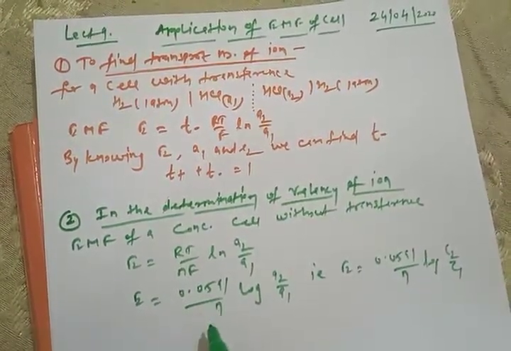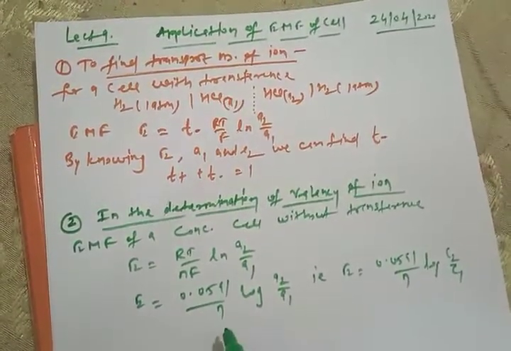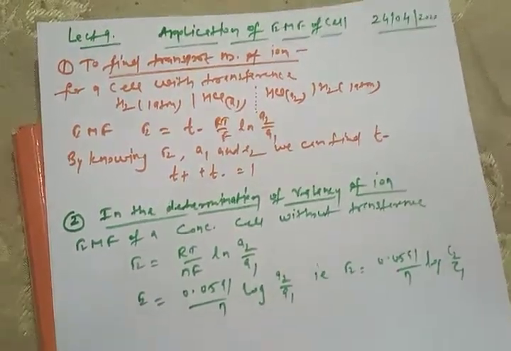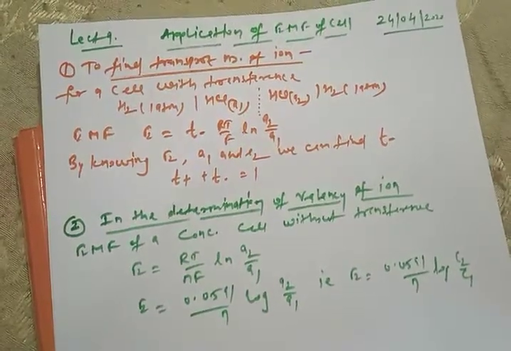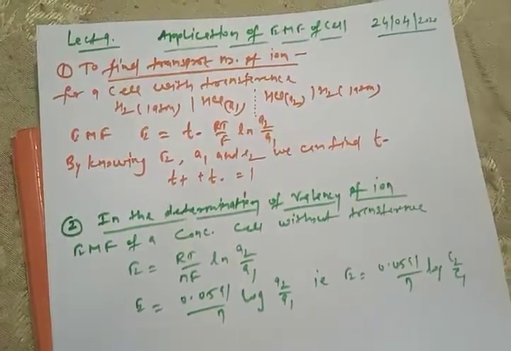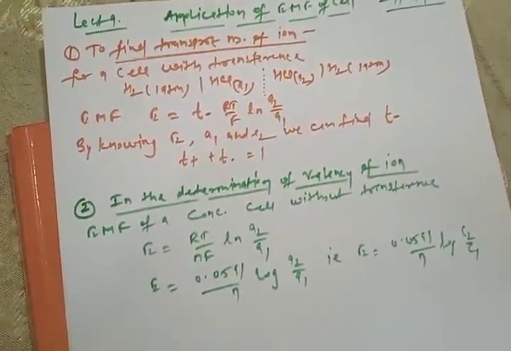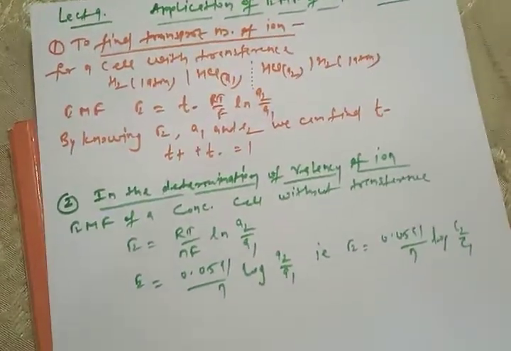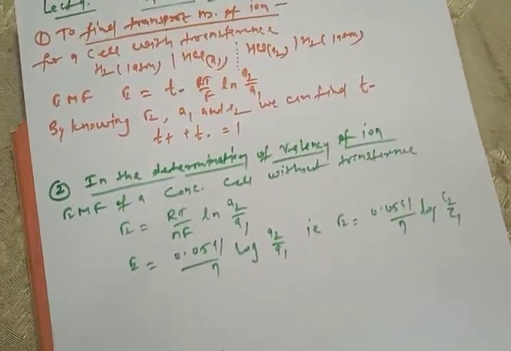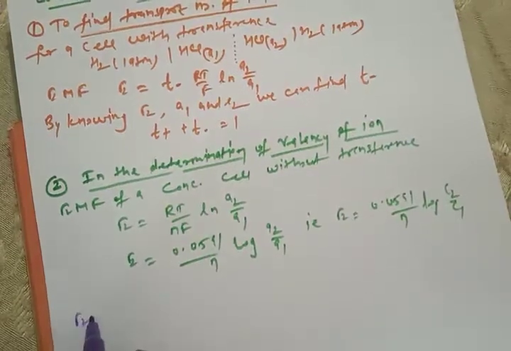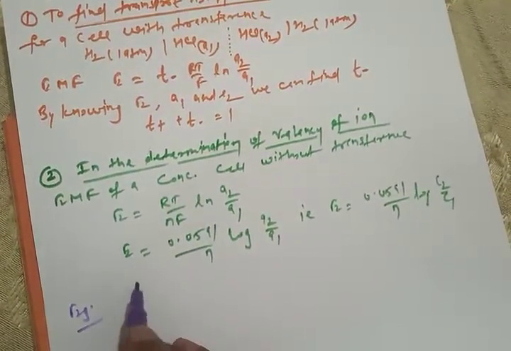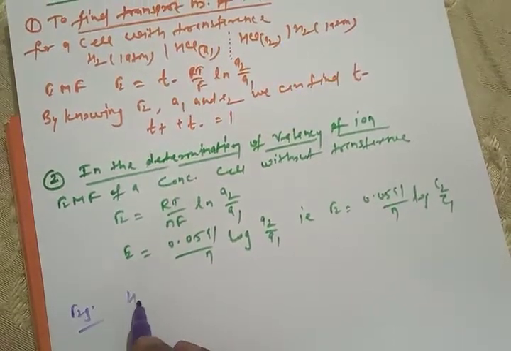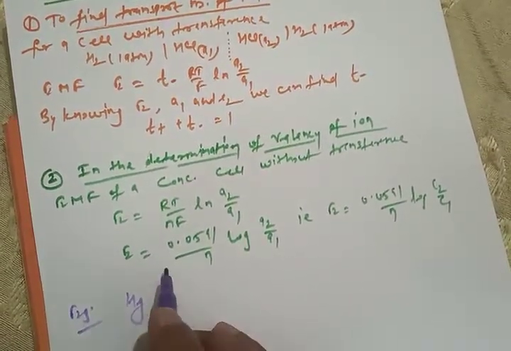The indication of valency. So here we can calculate the valency also. Okay, so let's find out the valency. Let's take an example here. In this case, let's take an example. Here I am going to draw a cell representation of the cell: mercury, Hg.